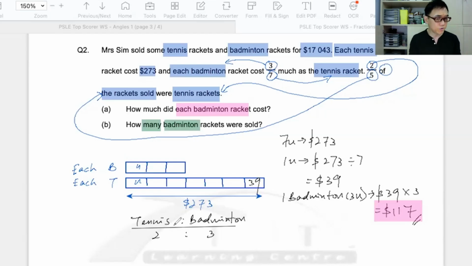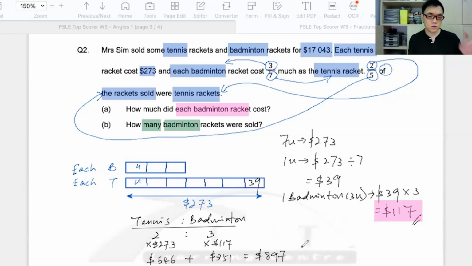We know the price of the rackets. We know that the tennis racket is 273. So I multiply this by 273. I multiply this by 117. And I will be getting the price of 2 tennis rackets, 3 badminton rackets. Okay, this will give me 546, while this will give me 351. All right, now what is the next thing that you think I should be doing? Okay, very good. So you add 546 to 351 and you will get 897.